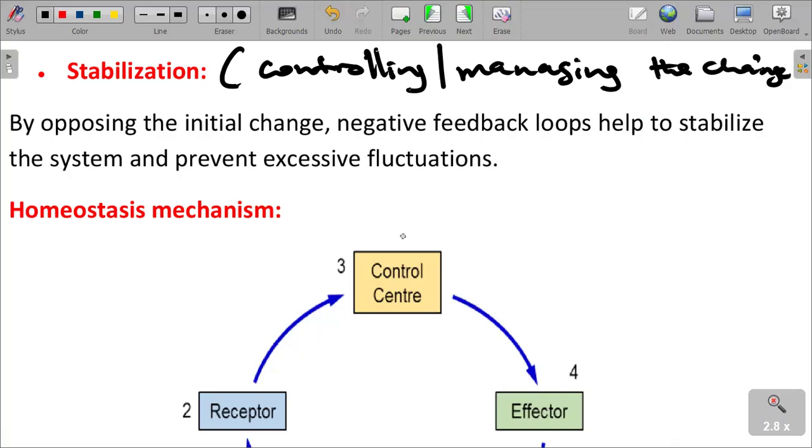So by opposing the initial change, which we said is change number one, negative feedback loops help to stabilize, they help to manage, they help to bring back to normal the system and prevent excessive fluctuations. Excessive fluctuations are those extreme changes. For example, we are saying there is excessive glucose in the body. That excessiveness of glucose is the excessive fluctuation that we are talking about, which at the end of the day would result in serious problems. For example, diabetic conditions. We talk about illnesses. We talk about other situations that are also excessive.